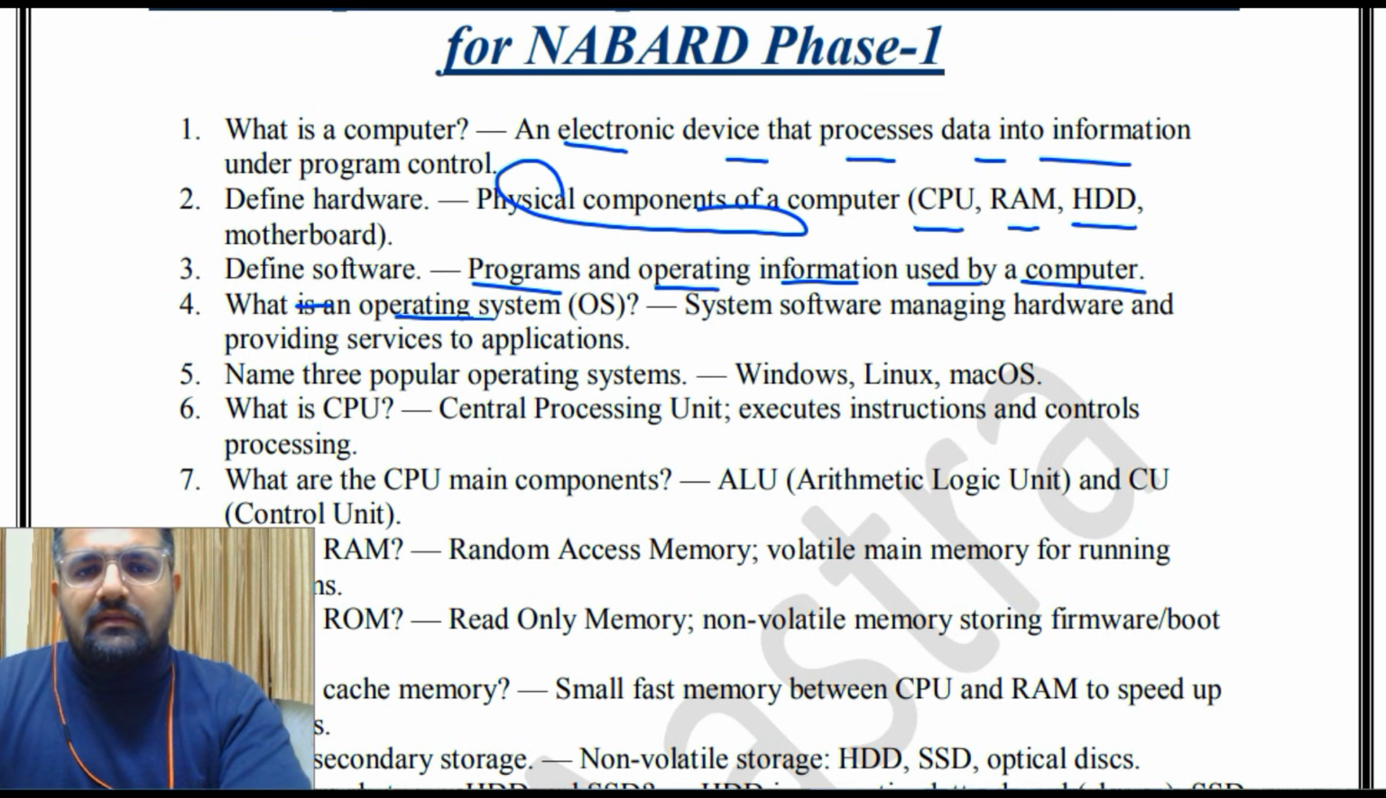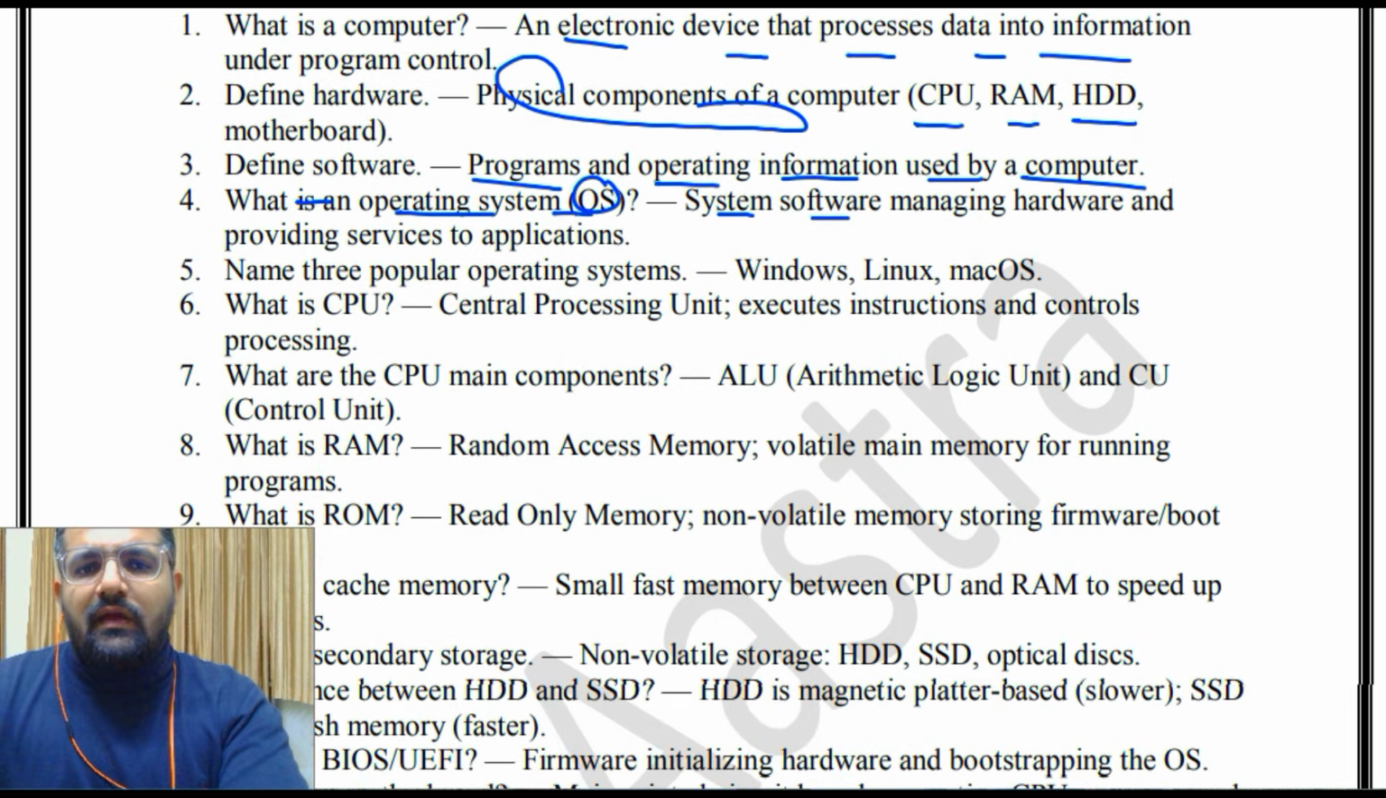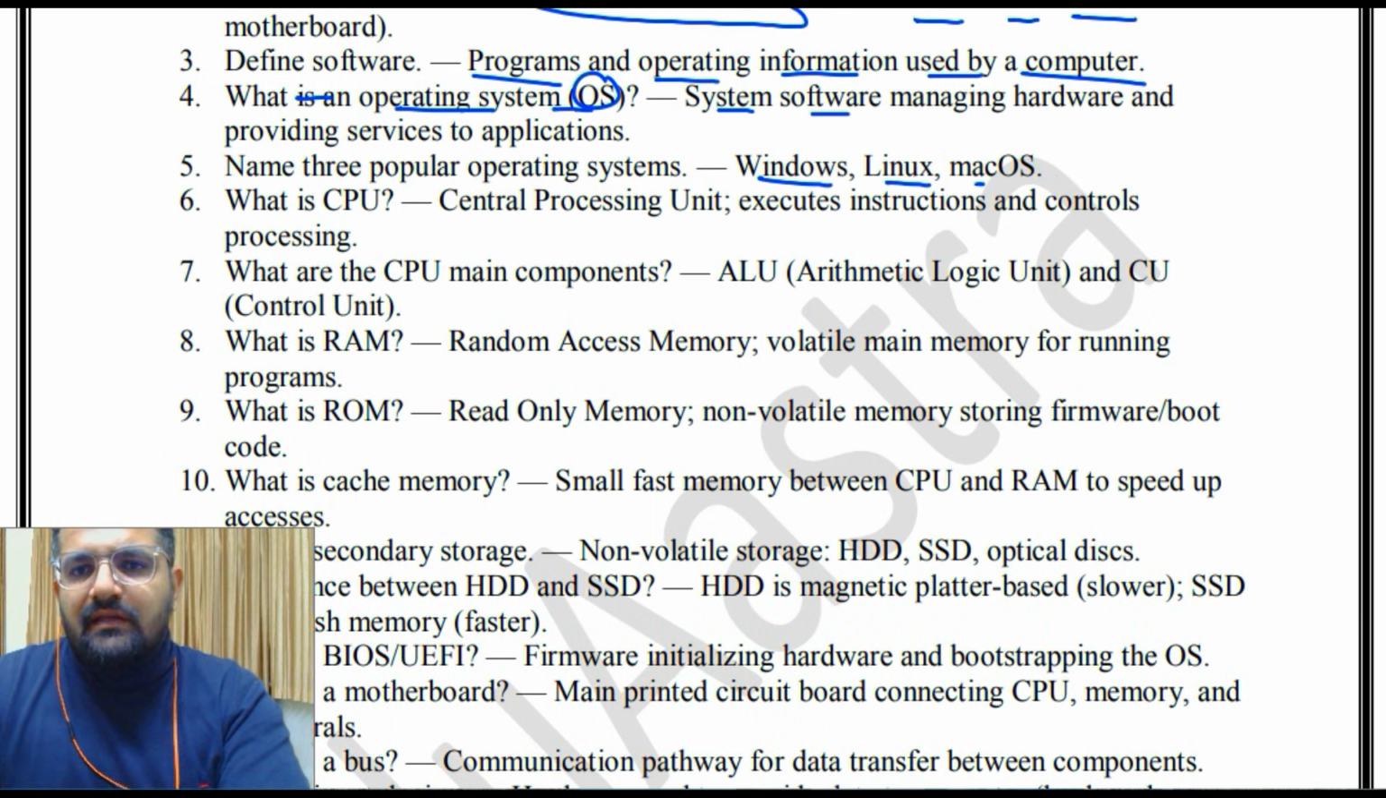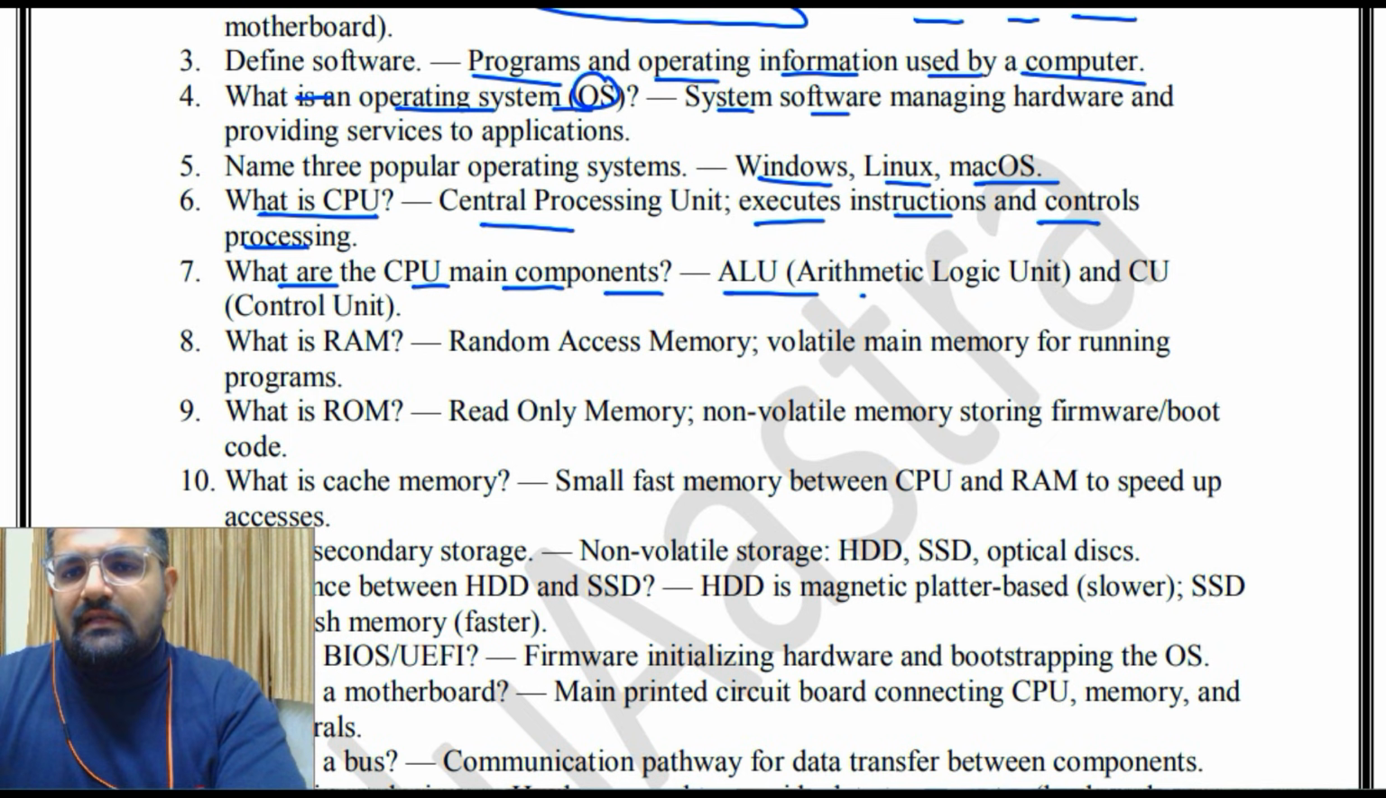What is an operating system? OS. System software managing hardware and providing services to application. Name three popular operating systems: Windows, Linux and Mac OS. What is CPU? Central Processing Unit. Executes instruction and controls processing. What are the CPU's main components? ALU, that is arithmetic logic unit, and CU, that is control unit.